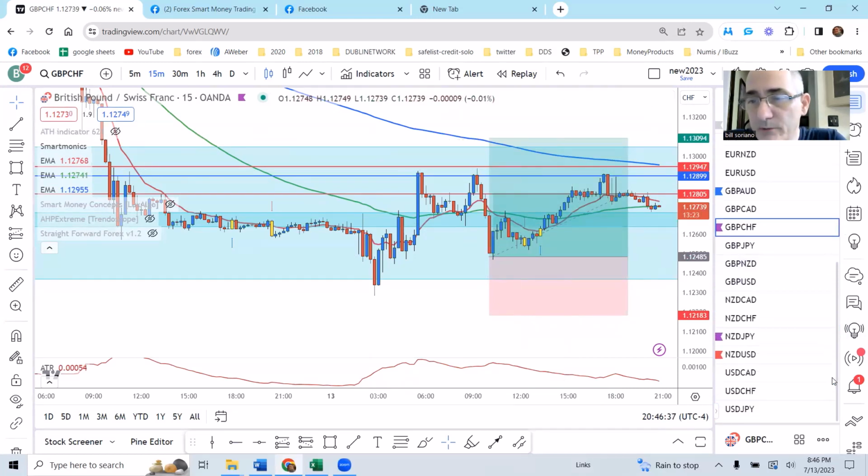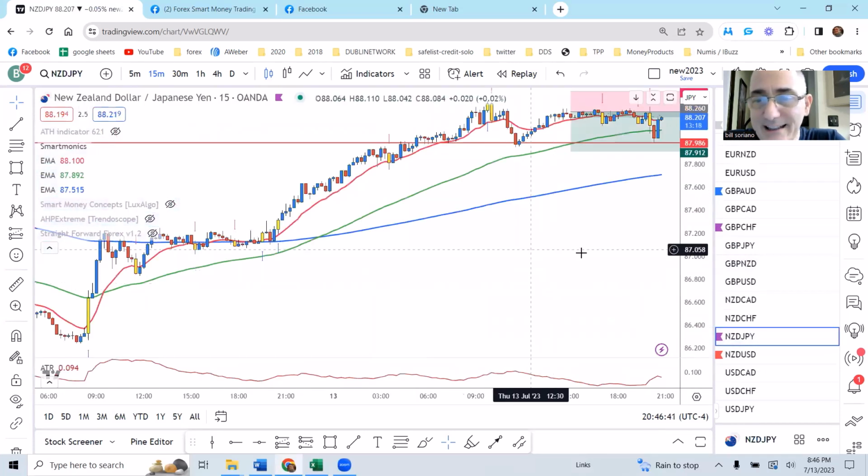So that is a trade that we will track to see if it wins or loses. The next one is NZD CAD, JPY.